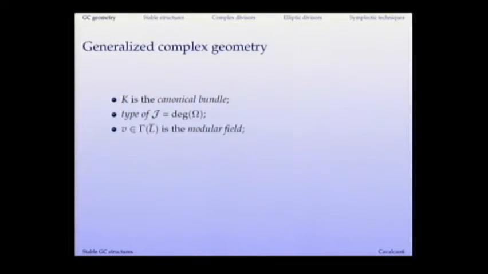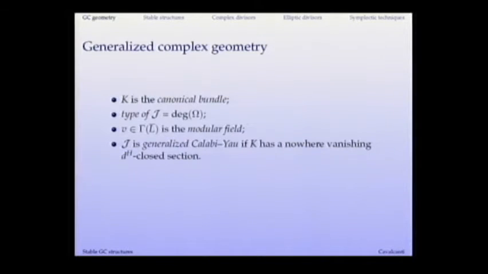This V that I was introducing before is the modular vector field, and the cohomology class it defines is the modular class. And we say that a generalized complex structure is generalized Calabi-Yau if this canonical bundle has a nowhere vanishing closed section. Okay, so that was the one that Hitchin originally studied. The first paper on this was on generalized Calabi-Yau things, although back then there was no H. So symplectic structures are automatically generalized Calabi-Yau. They have a globally defined section. In the complex case, you need the canonical bundle to be holomorphically trivial. So that's what a generalized Calabi-Yau would look like in the complex case.